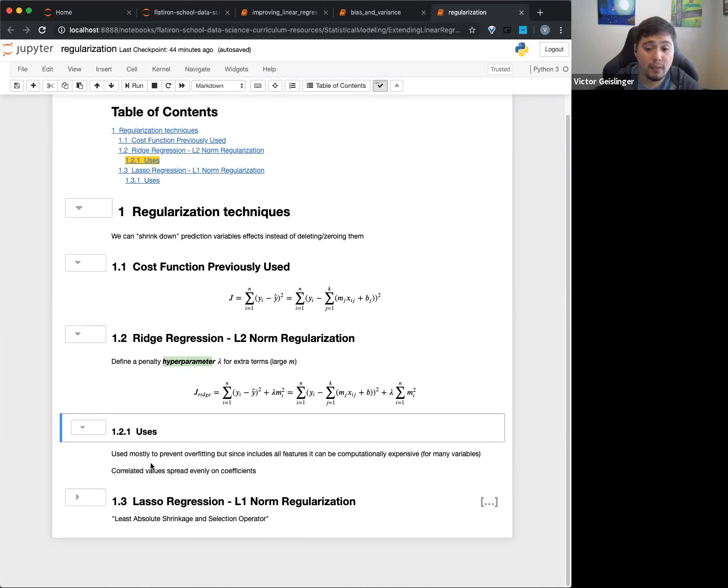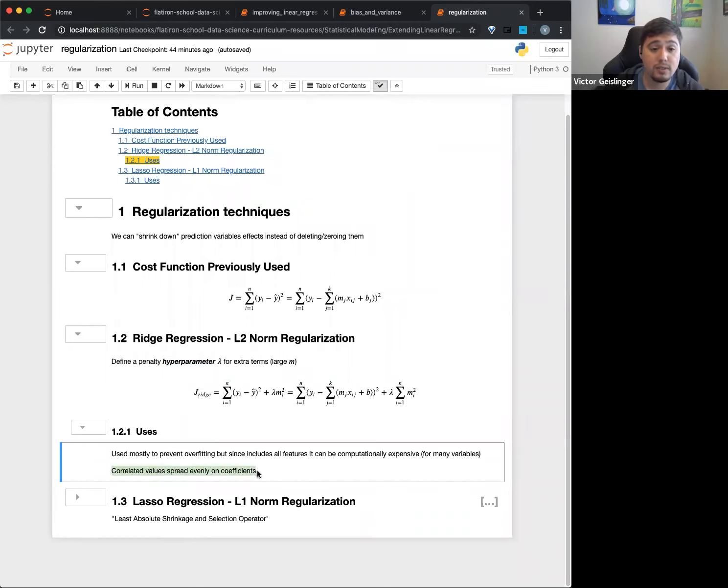One nice thing is that because it includes all these features, it's less likely to remove those features. There's a mathematical reason: the m squared part allows it to essentially stay alive. Even very small values will stick around a little bit. It'll never really go to zero by itself, just by the nature of the squared part. Also know that correlated values spread evenly on coefficients.